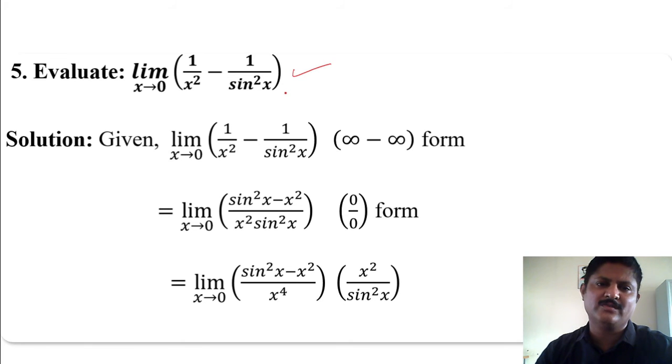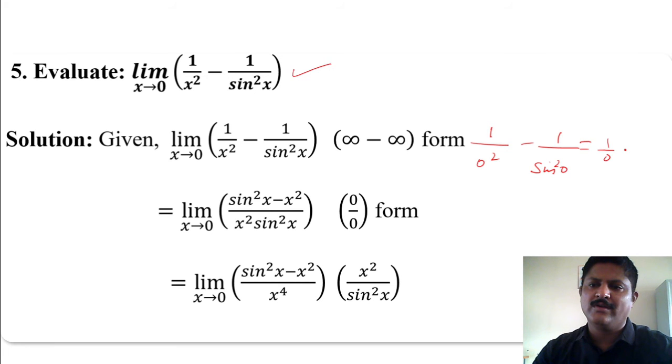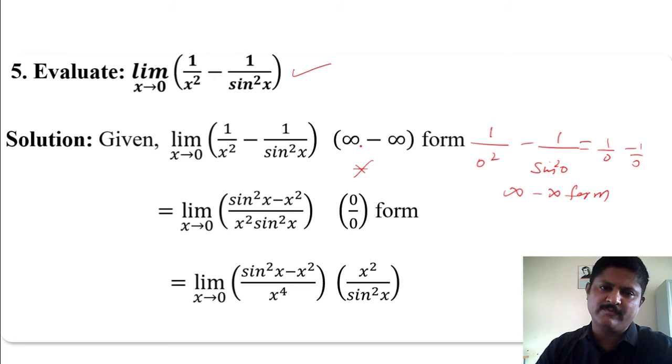Next problem, evaluate limit of x tends to 0, 1 divided by x square minus 1 divided by sin square x. Here put x equals to 0, 1 by 0 square minus 1 by sin square 0, which is equal to 1 by 0 minus 1 by 0, which is the infinity minus infinity form. First, we reduce this into 0 by 0 form by taking x square sin square x as LCM. Taking x square sin square x as LCM, the problem becomes limit of x tends to 0, cross multiply, sin square x minus x square divided by x square sin square x.